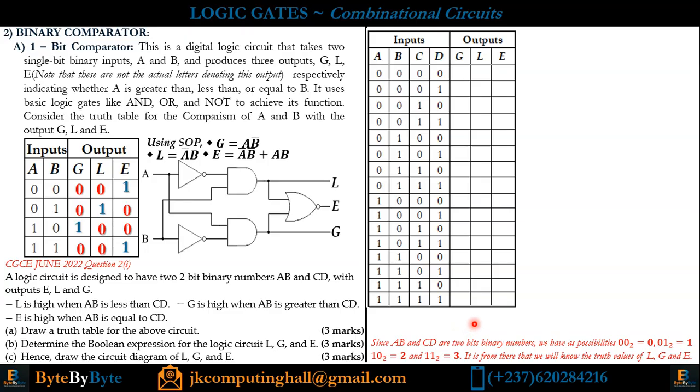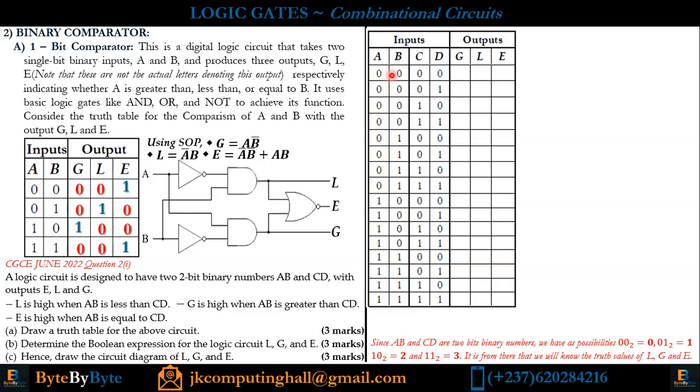And since we have only a group of 2, it is only a mixture of 0 and 1, and these are the only 4 cases we can have. 00 is 0, 01 is 1, 10 is 2, 11 is 3. It is from here that we will know the truth values of L, G, and E. Let me take an example. You saw how I separated A, B, and C, D. Although they are all inputs, I separated them for you guys to better understand.